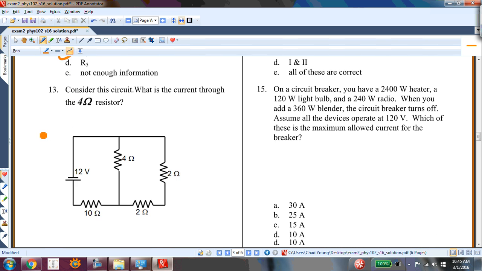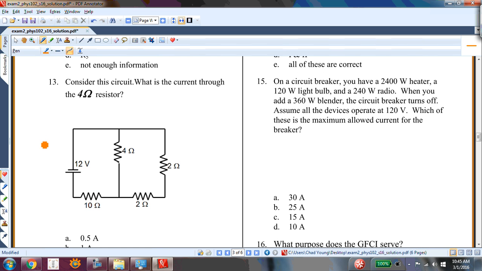Consider this circuit. What is the current through the 4 ohm resistor? Now you might be tempted to use a multi-loop approach here, and that would be okay, but it's a lot easier to look at this as a combination circuit. But be careful that you don't just draw a loop right here and say that it has to be V over 12 over 14, because that's not right. Let's redraw this circuit just a little bit.